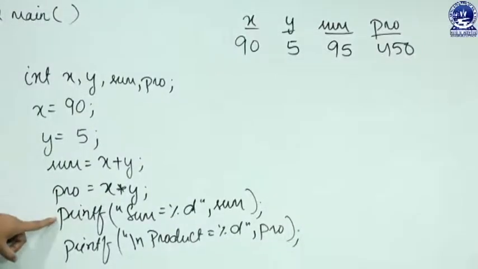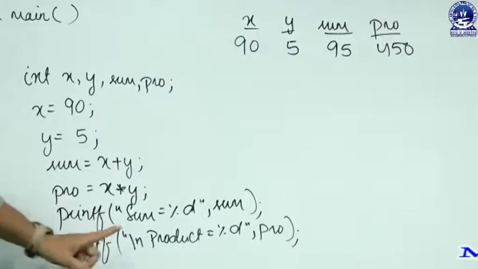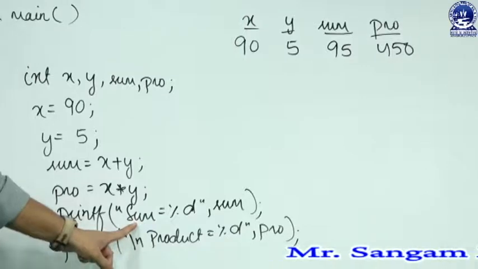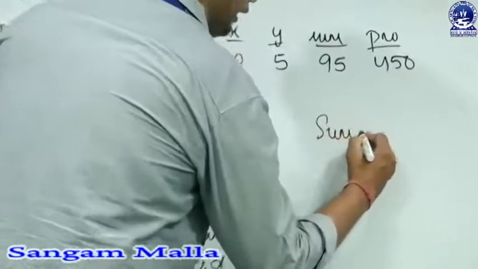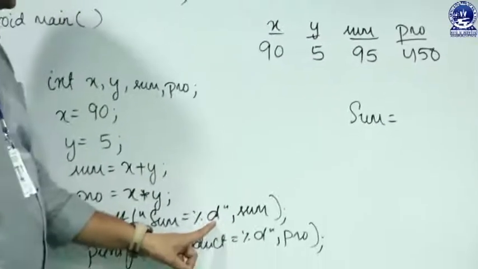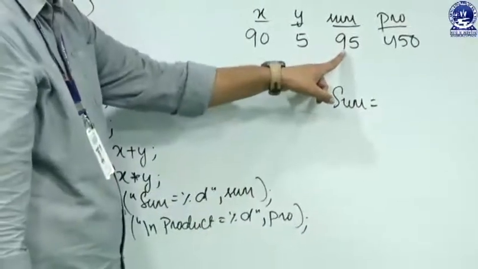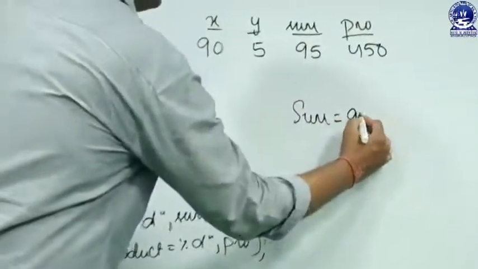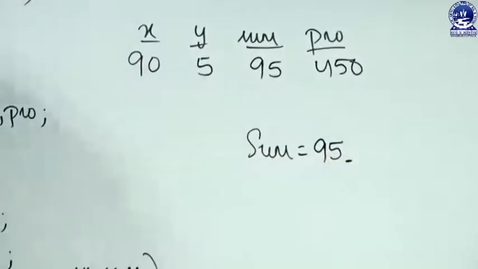Now I have to print the value of sum and product. As we know, the printf function is used to print the values. So, it will come over here and print "sum equal to". Sum equal to is a message, so it will be printed directly. Next, in place of %d it will print the value of sum. The value of sum is 95, so it will print 95. The cursor will be in this position.